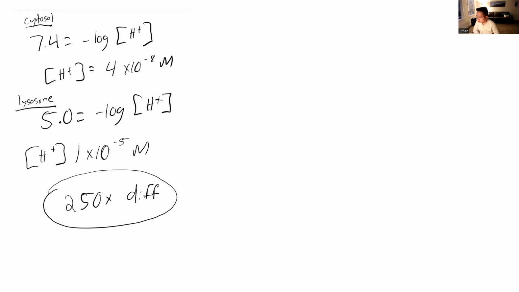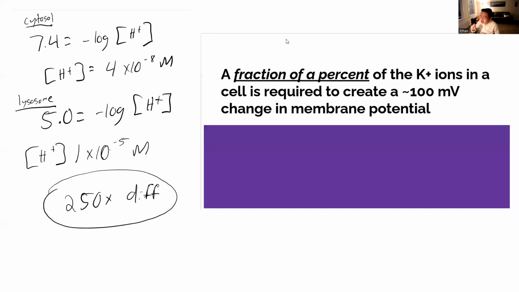We're not talking about sugar. We're talking about H plus, which is an ion. And you're telling me a lysosome was able to generate a difference of 250x inside versus outside? Well, hold on a second. I also just told you that only a fraction of a percent of the K plus ions in a cell can make a 100 millivolt membrane potential change. And that's pretty significant. A strong membrane potential change can be created by a fraction of a percent of ions. And Ethan, you're telling me that the lysosome moves a 250-fold change in ions inside versus outside?